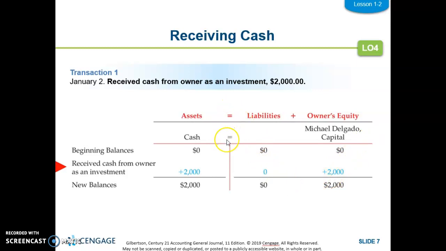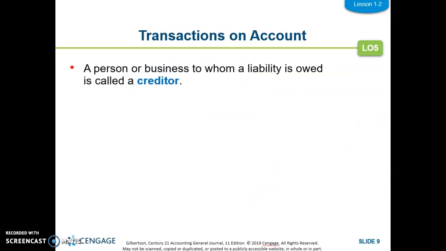Now, looking here at our accounting equation, whatever we do to one side of an equation, you have to do to the other side of an equation. So we added $2,000 on one side, we're going to add $2,000 on the other side, so that way our equation is in balance. So $2,000 equals $2,000. Our liabilities is at 0. Now, a person or business to whom a liability is owed is called a creditor.